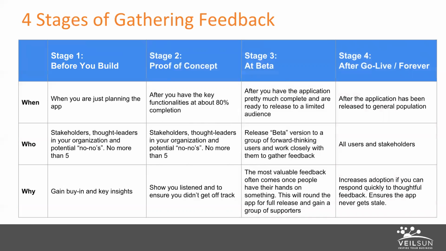And then stage 4, after go live and forever, until you die. After the application has been released to the general population, you should have a mechanism for gathering continual feedback from users and stakeholders of the application, because this is where you'll really increase adoption if you can respond quickly to thoughtful feedback, and it ensures that the app never goes stale.